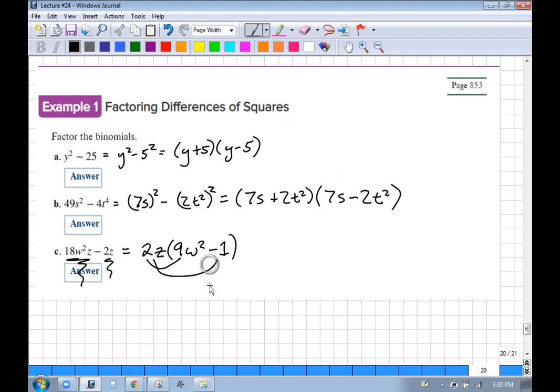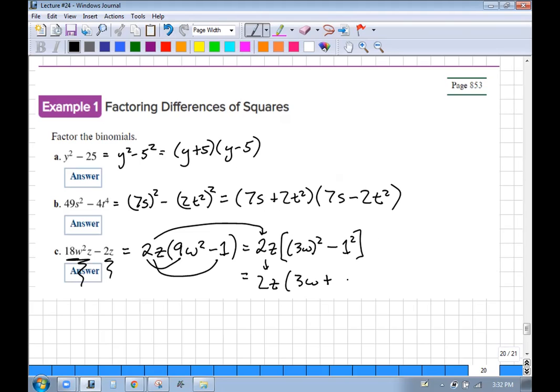Now, this is the difference of 2 squares. I still have my 2z, but this is 3w squared minus, and 1 is the same thing as 1 squared. So I still have my 2z. This is the difference of 2 squares. So that would be 3w plus 1 times 3w minus 1, because it's something squared minus something squared. So it's the first thing plus the second thing times the first thing minus the second thing.